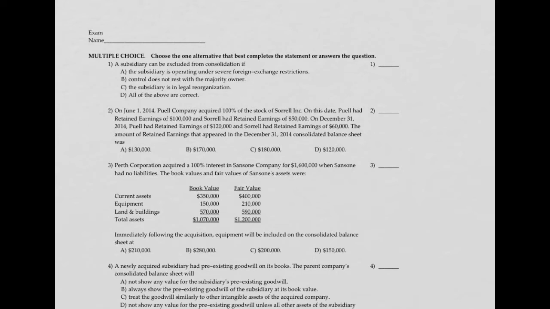Number 2, here we want to know what the retained earnings are on December 31st, 2014 of the consolidated balance sheet. And the key here is, let's see what information we've got. They tell us that on June 1, there was the acquisition. The retained earnings of Purell at that point was $100,000. Sorel had 50. At the end of the year, Purell had retained earnings of 120, and Sorel had 60, assuming the equity method was the manner in which the books and records were kept.